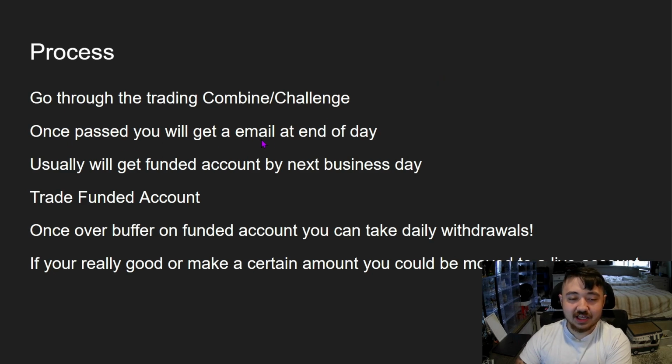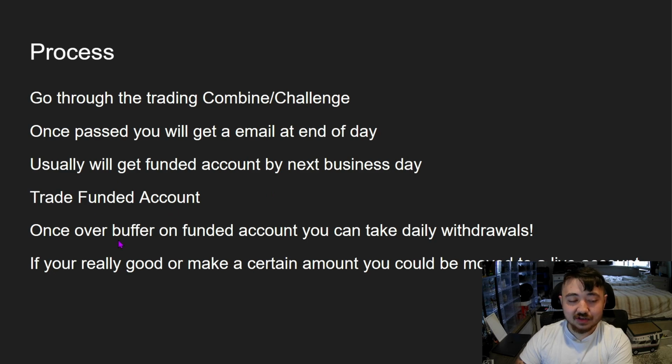Once passed, you'll get an email at the end of the trading day saying congratulations and all that. And you usually get your funded account by the next business day morning. The team has to approve it and then send it to you. And then it'll be on your accounts. Then you trade the funded account.